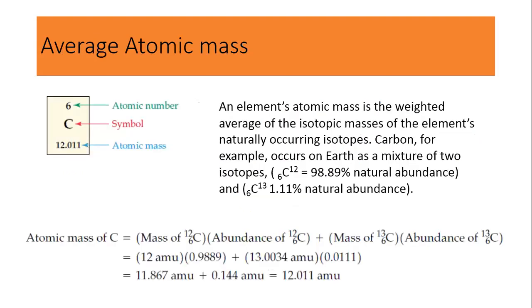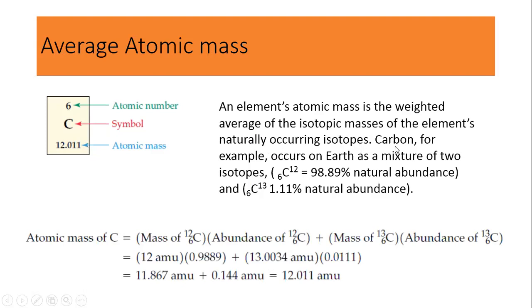So next is the average atomic mass. We have already discussed in the previous example, this is the symbol for carbon, this is the atomic number, and the mass number was 12. But here you look, the atomic mass is written as 12.011. So this is the average atomic mass. So what is the average atomic mass? An element's atomic mass is the weighted average of the isotopic masses of the element's naturally occurring isotopes.